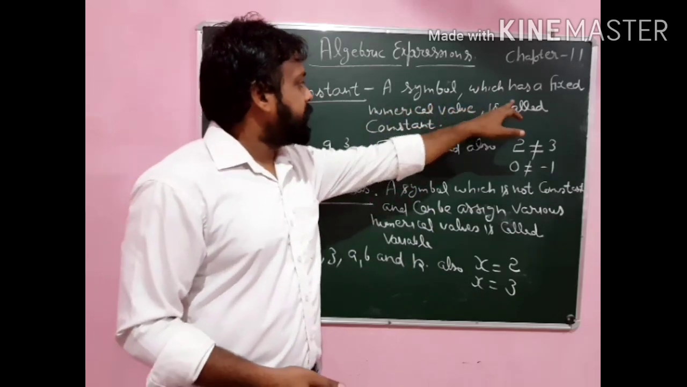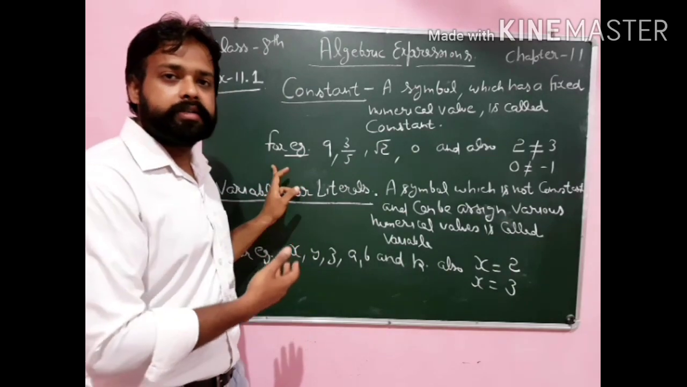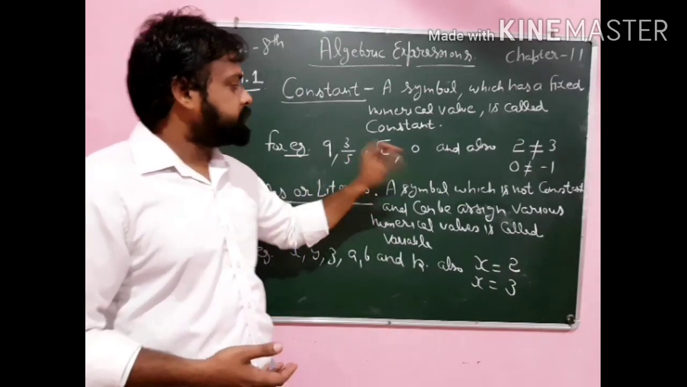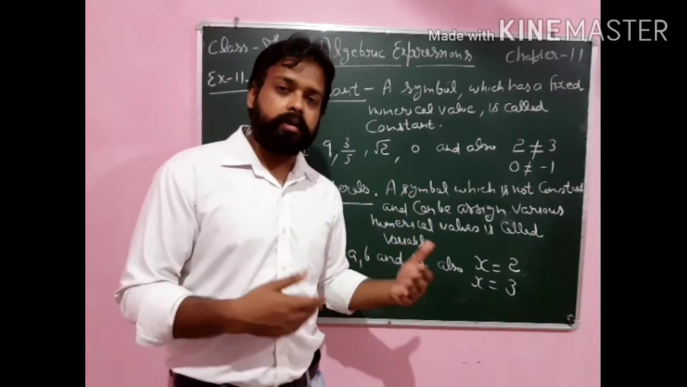A symbol which has a fixed numerical value is called a constant. Here I have written some examples. You can see 9, 3 by 5, root 2, 0. So like this you can take any value. All the values are the constant values.